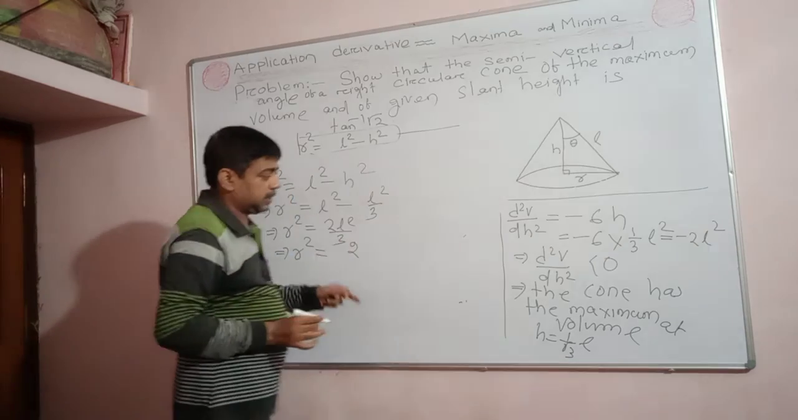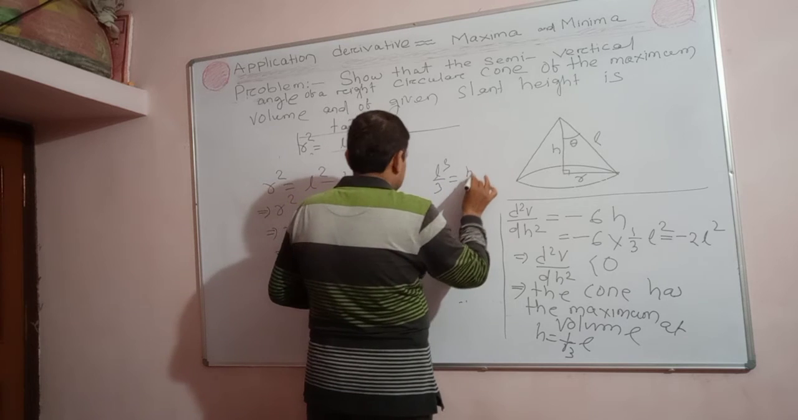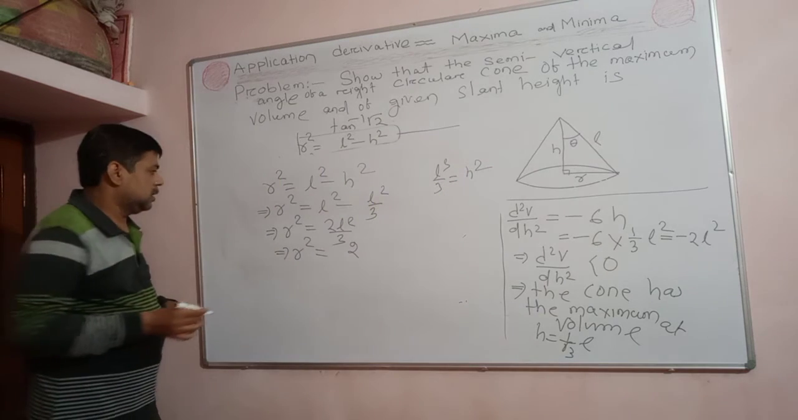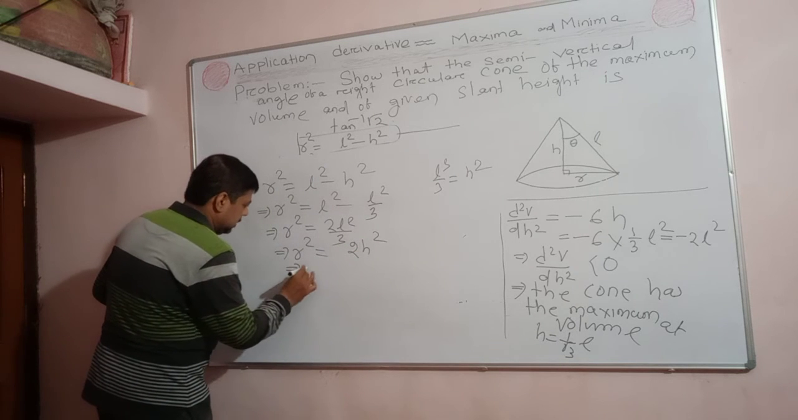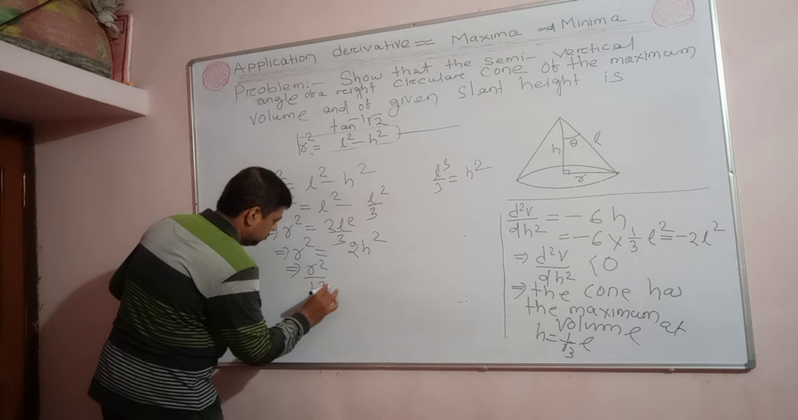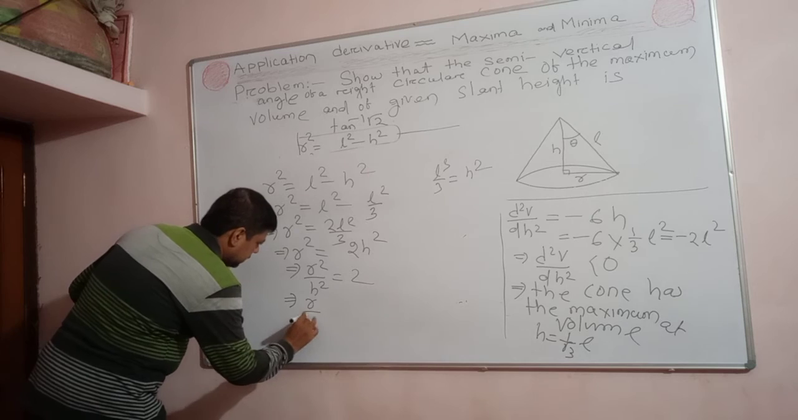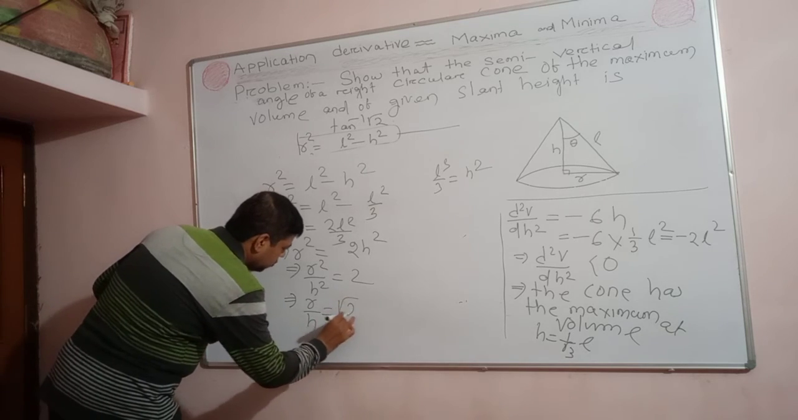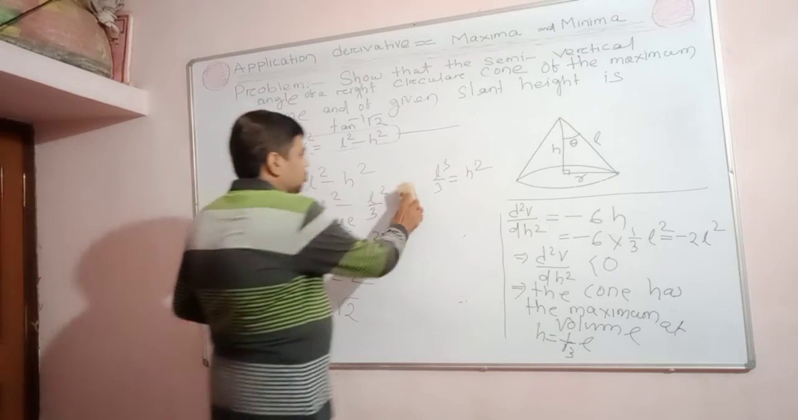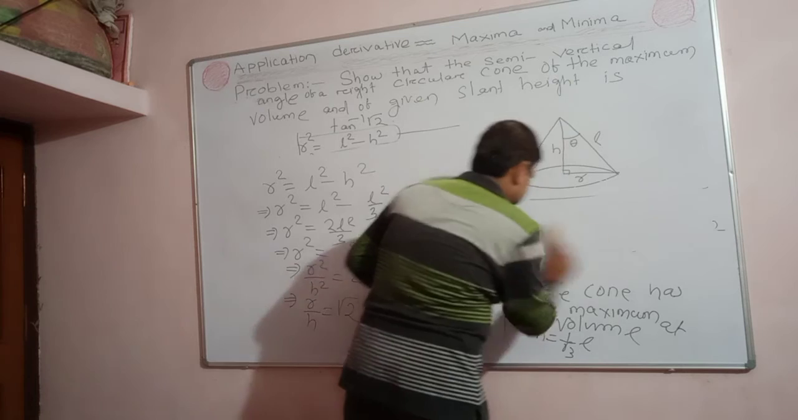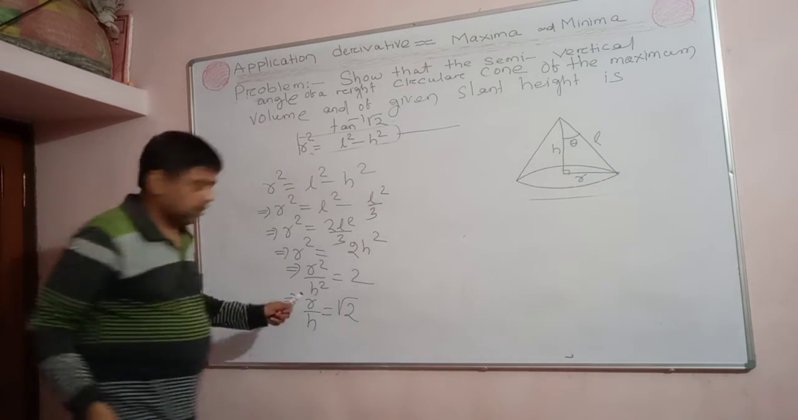What is the value of L square by 3? All of you know L square by 3 is equal to H square. So you can write in place of L square by 3, H square. That implies R square by H square is equal to 2, which implies R by H is equal to root 2.